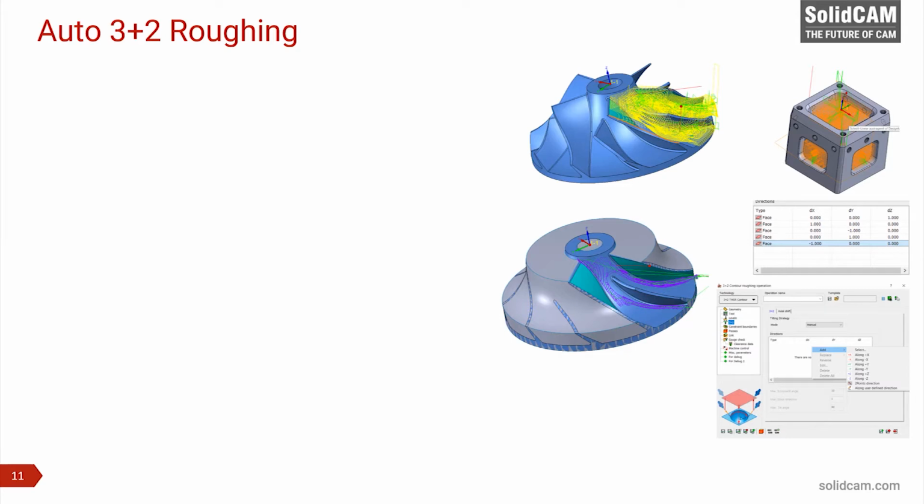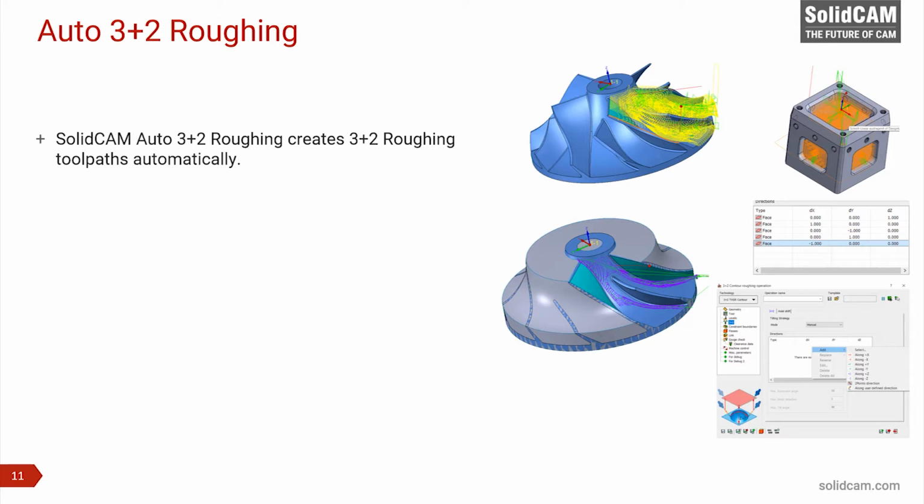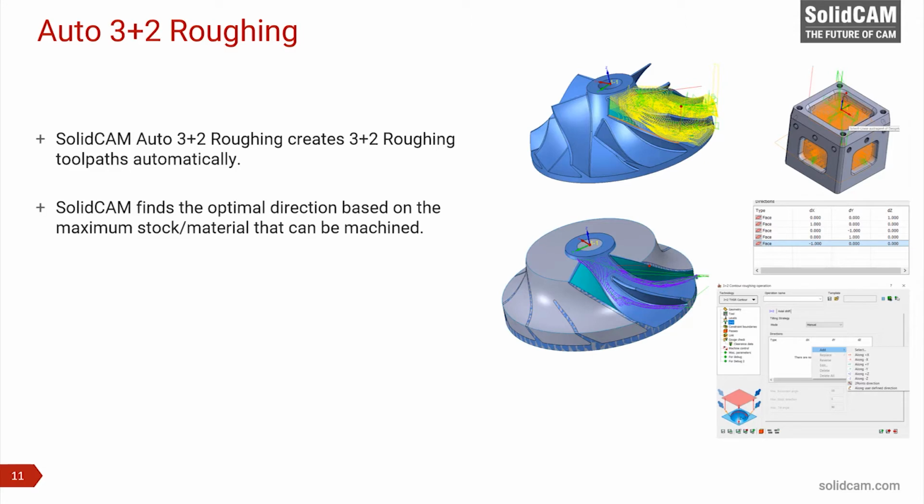Auto 3+2 roughing is another new thing that we introduced with SolidCAM 2021. In the Auto 3+2 toolpath, SolidCAM creates 3+2 roughing toolpaths automatically. It finds the optimum direction based on the maximum stock and the material that can be machined. It first finds the best possible mode of entry into the part. That mode can be either found automatically by SolidCAM, or it could be user assisted, which means the user can say that the first direction of machining is from this direction.